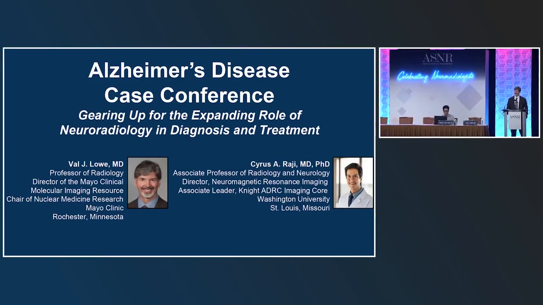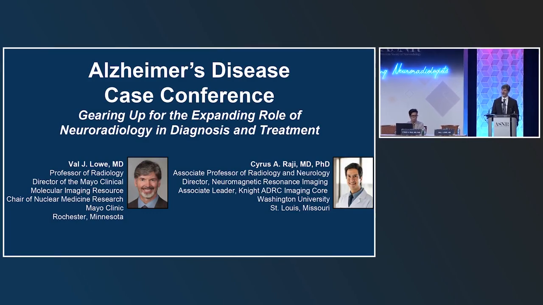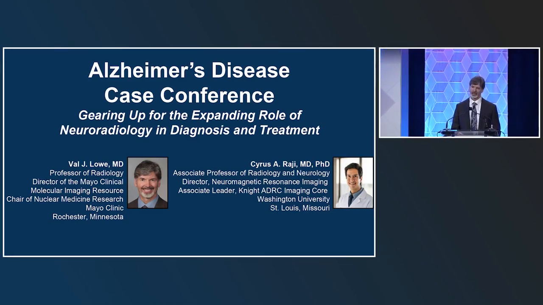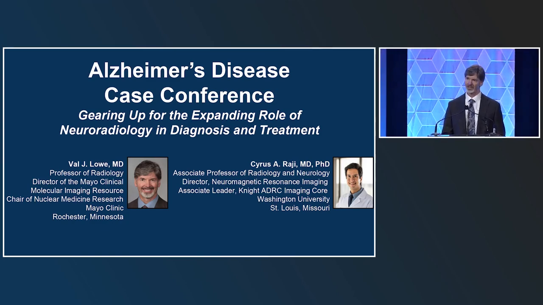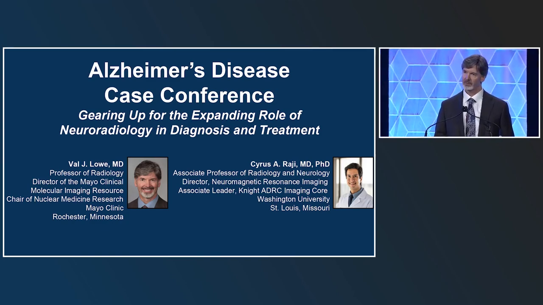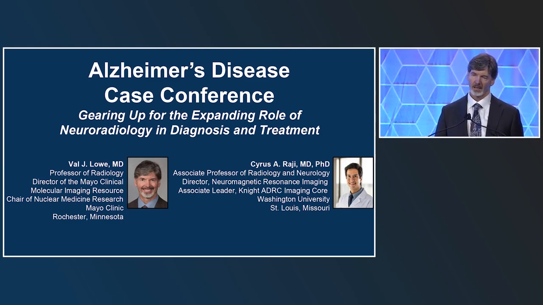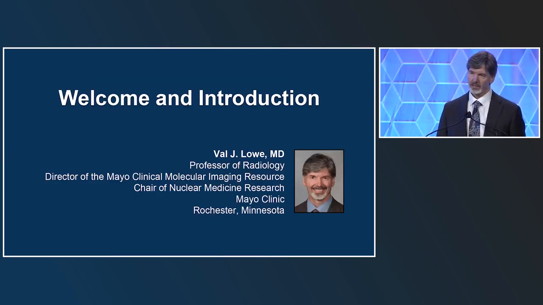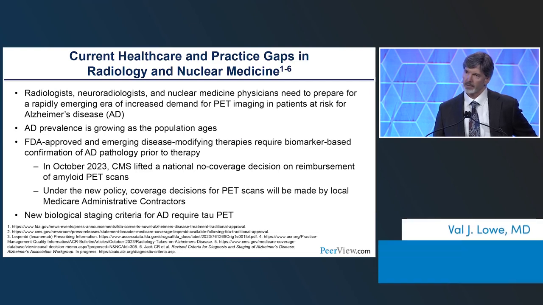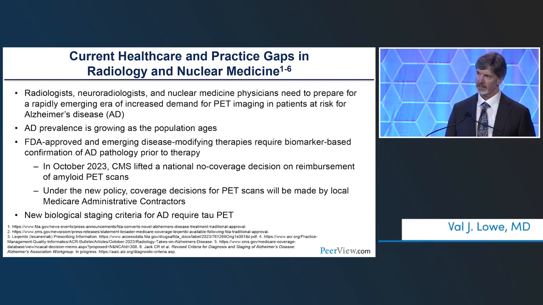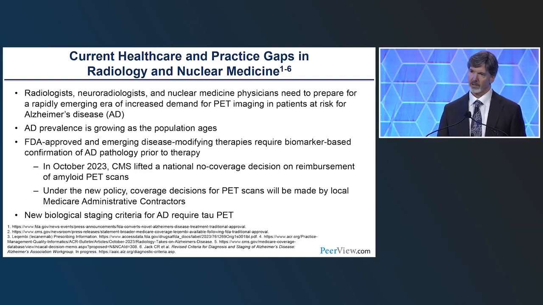Good morning, everybody. It's our pleasure to be with you this morning to discuss a little bit about neuroimaging in the time of Alzheimer's disease therapy. I'm Val Lowe from Mayo Clinic, and my co-chair is Cyrus Raji from WashU. So I'm going to start off and talk a little bit about background, and then I'm going to be talking about PET imaging and some fluid biomarkers that you need to be familiar with in this field. And then Cyrus is going to follow up with the MRI components in ARIA.